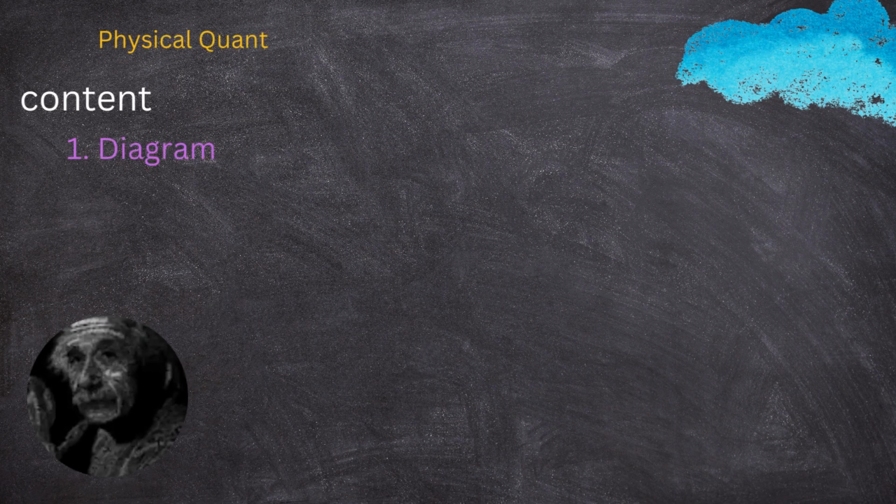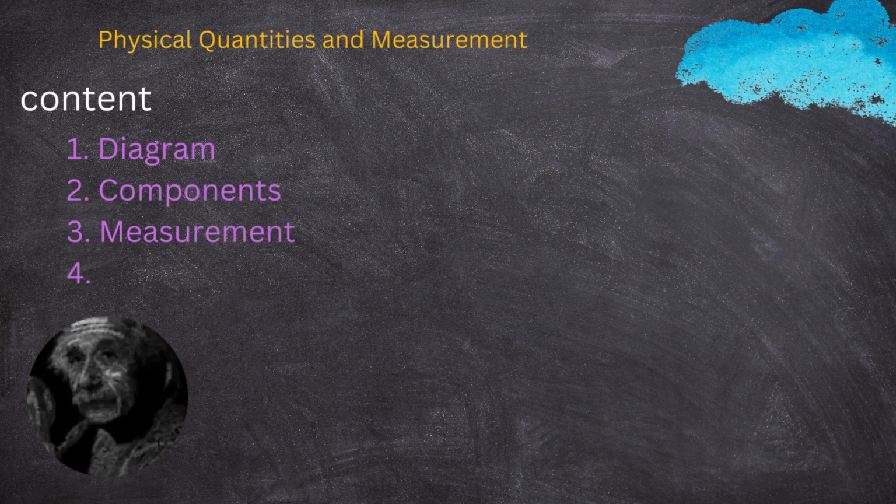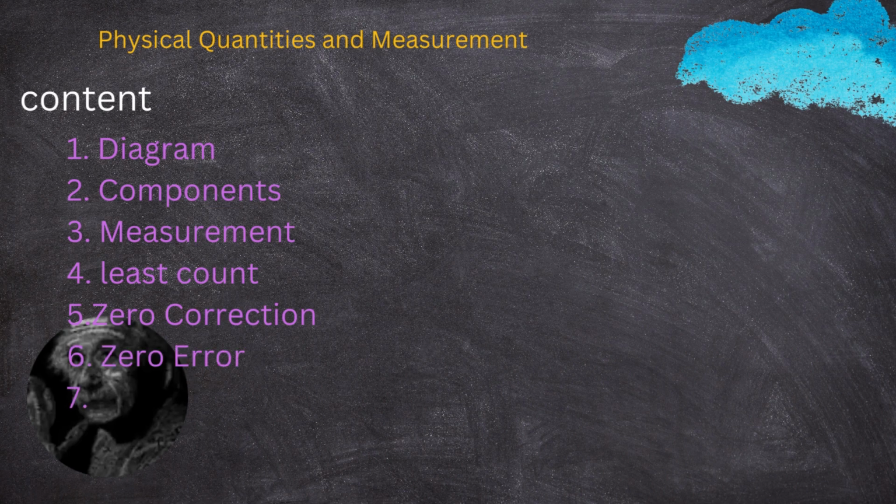Physical quantities and measurement. Today our video content is, first, the diagram. We explain the complete diagram of the Vernier caliper, its components and its measurement, and how to find the least count of the Vernier caliper or Vernier constant. When we talk about zero correction, the zero error will also be here. There are three precautionary measures we can take while finding the data of the Vernier caliper. We can explain the detailed information of the Vernier caliper through an example.